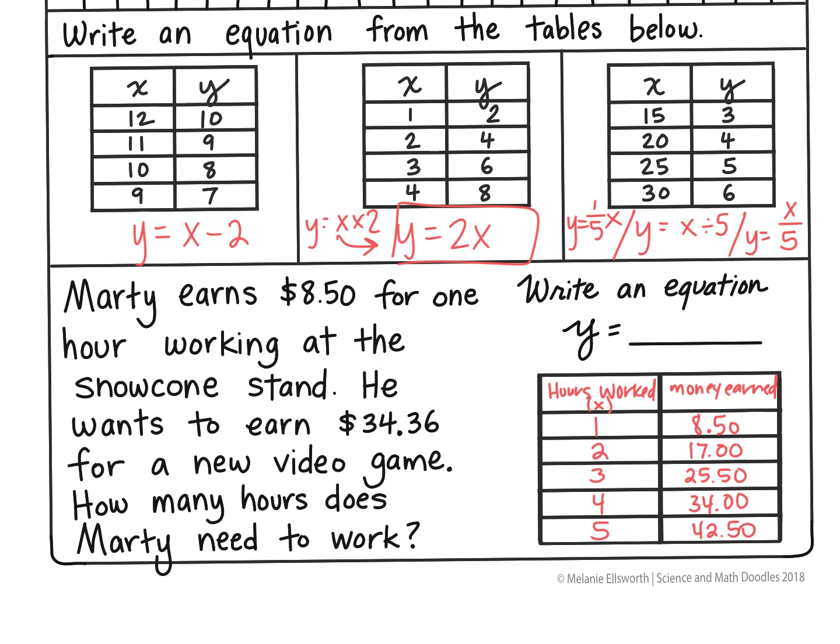Now, the part that I'm missing is my equation. How do I come up with my equation? Y equals what? What am I doing to X each time? Adding $8.50. Am I adding $8.50 to X? So if I do 2 plus $8.50, that's how I get 17? No, I'm multiplying by $8.50. Good. So it's going to be $8.50 X.